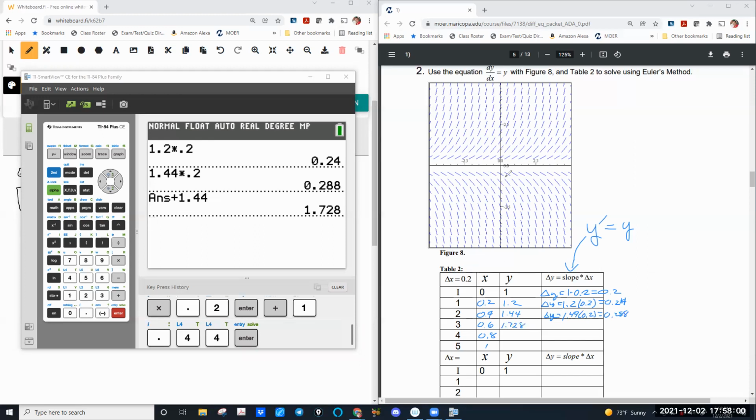1.728. So here's what's happening. We're basically moving by 0.2, which is going to be kind of hard to draw in here. So we started at 0, 1. And basically, we're just kind of numerically moving along the slope field until we get out to what we would get at 1. So we're going to basically get to about right there. That's a little low. Actually, we're going to be up a little higher.